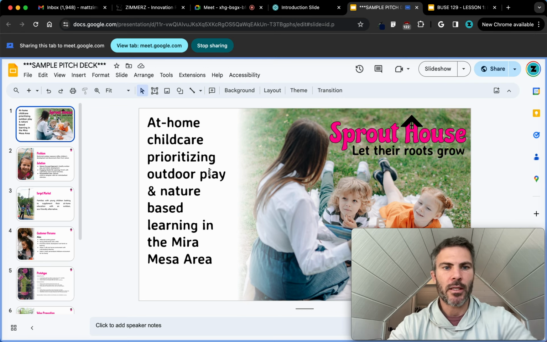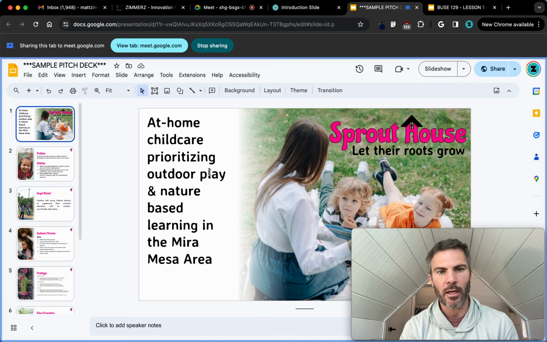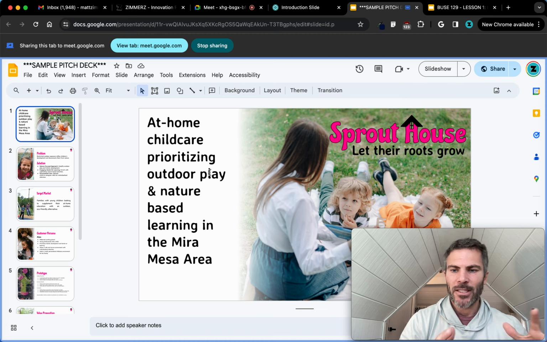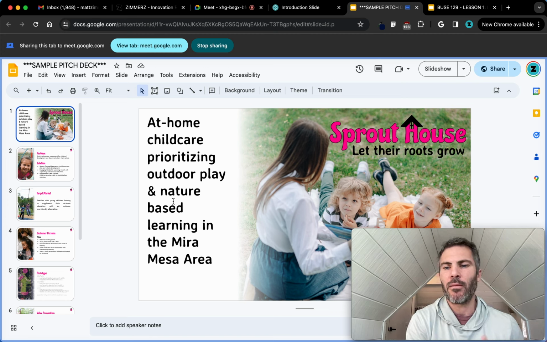So this is at-home childcare prioritizing outdoor play and nature-based learning in the Mira Mesa area. Very succinct. We know that it's a childcare service. We know what the flavor of that childcare service is. It prioritizes outdoor play and nature-based learning, and it's in the Mira Mesa area.